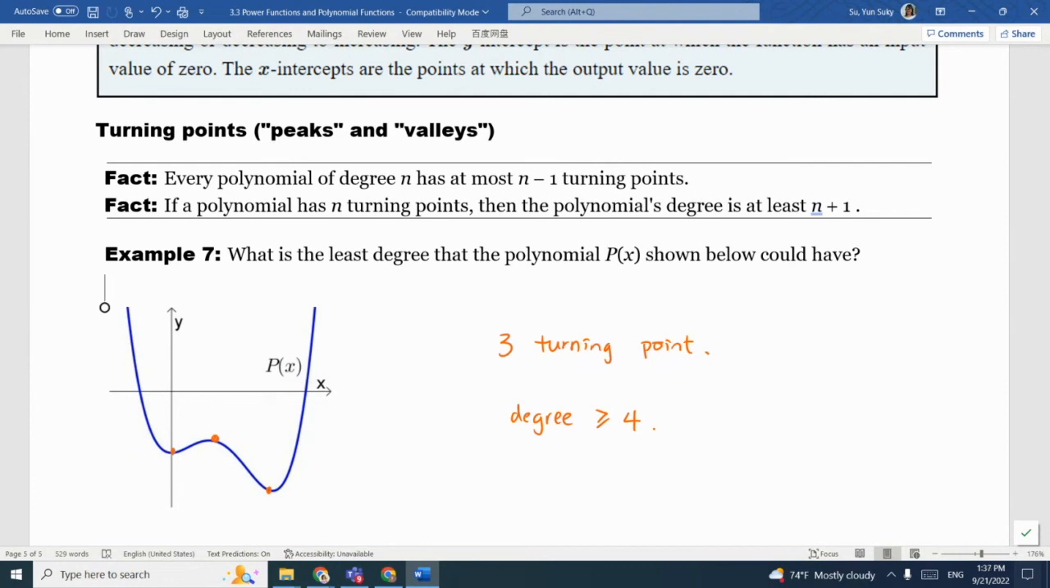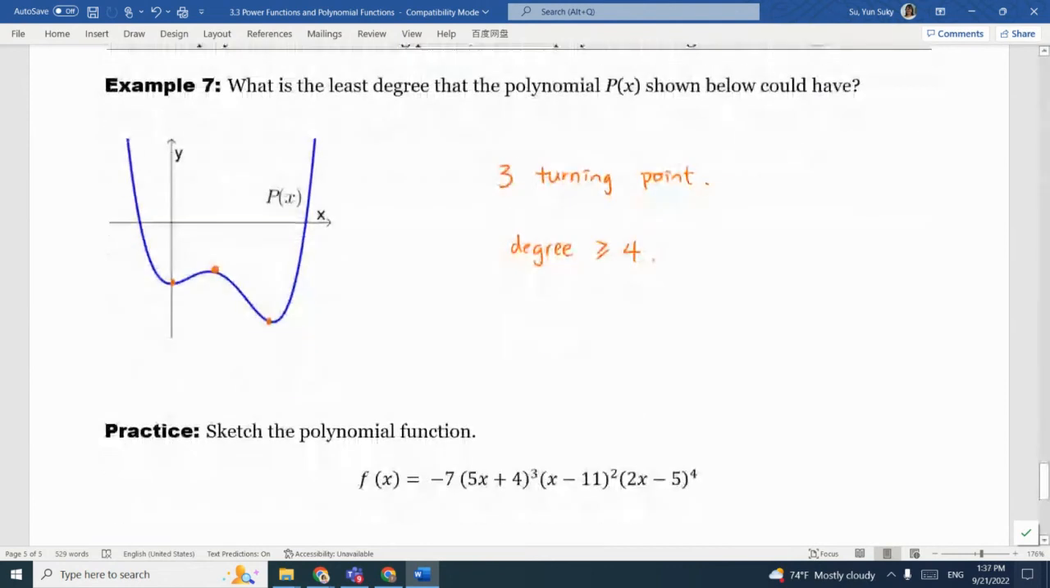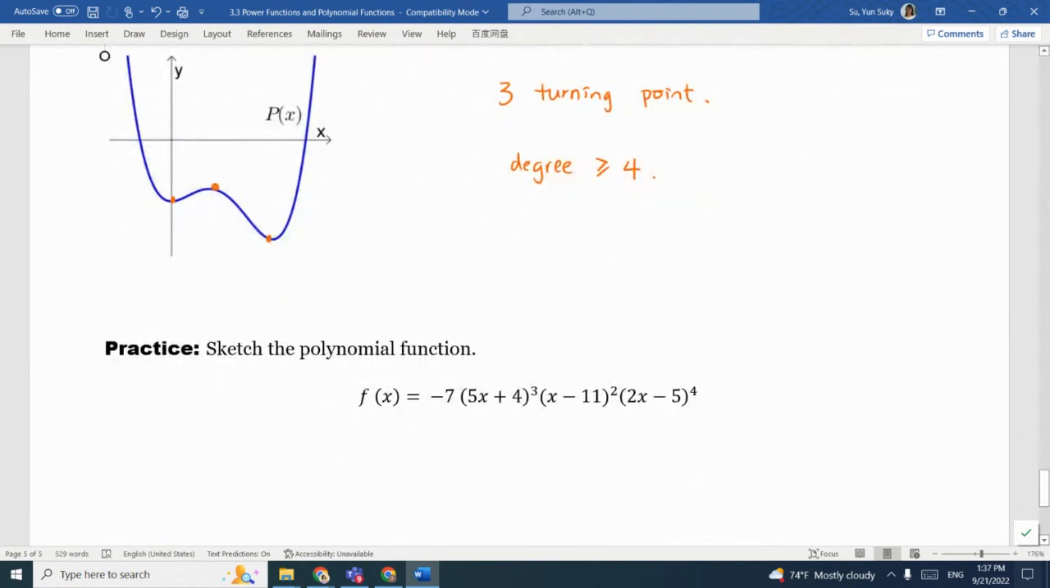Now it's your turn. Sketch the following polynomial. Find the x-intercept, the y-intercept, the leading coefficients.